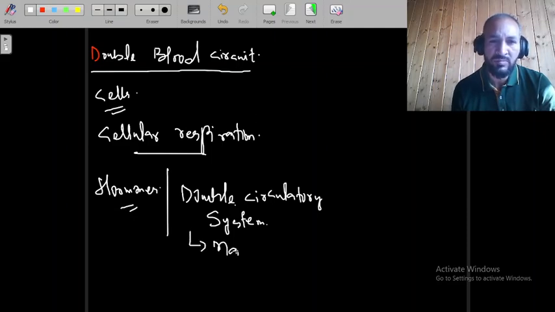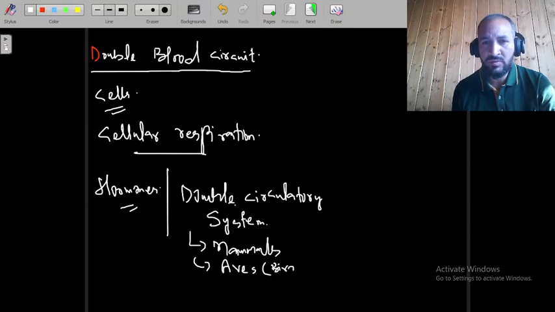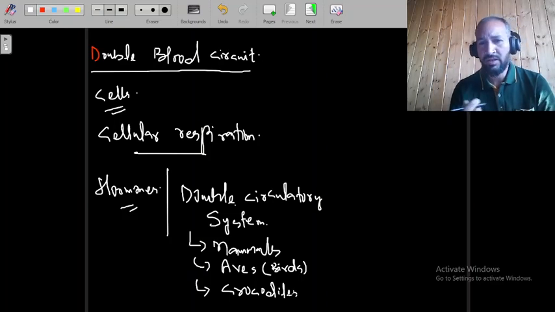We find it in mammals. We find it in aves. You commonly call them birds. You find this in crocodiles. Okay, we are mammals, so we belong to this class, to the mammals class, Mammalia. So all these organisms have a double blood circuit or double circulatory system. Let's check out how does it work and how it is designed.